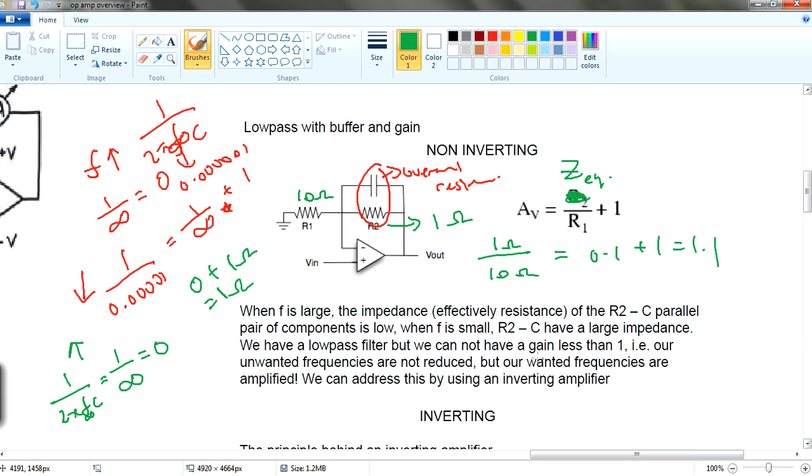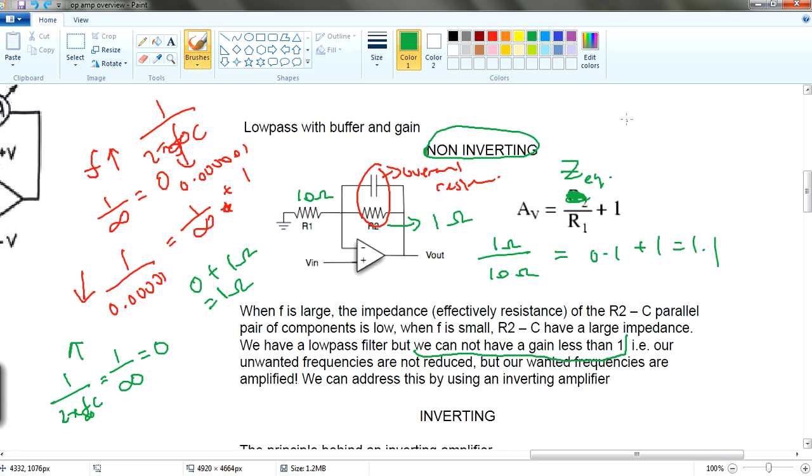Right? So this also explains why your gain can never be less than 1, because you'll always have plus 1. This is a non-inverting amplifier, right? So you can only amplify to a larger gain. You cannot amplify to a lower gain, right? So our wanted frequencies are not reduced, but our wanted frequencies are amplified.